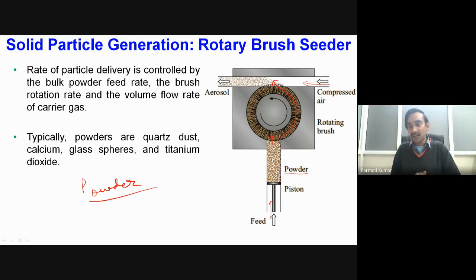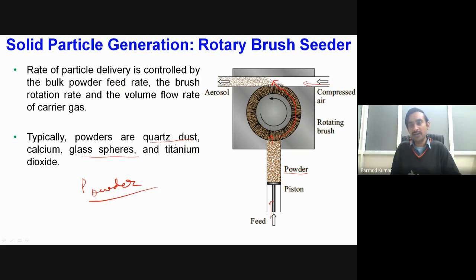In this type of arrangement, the concentration at which the solid particles are loaded inside the pipeline depends upon the rate at which the piston is moved and the rate at which the brush is rotating. At the same time, the flow rate of the compressed air can also control the concentration of the solid particles. Typically when we are using powders, quartz dust, calcium glass spheres or titanium oxide are mainly used as seeding particles.